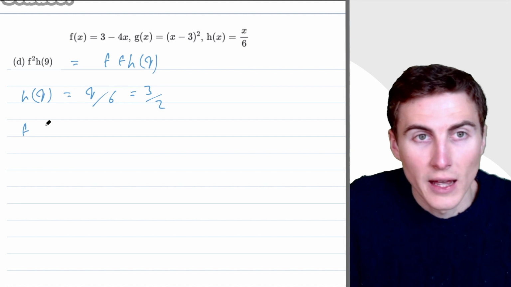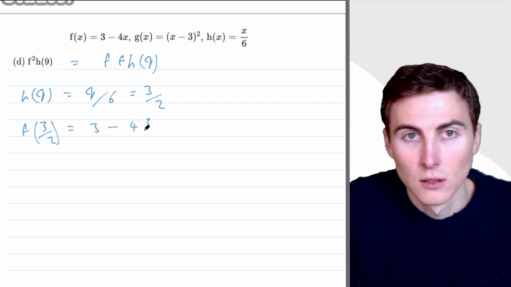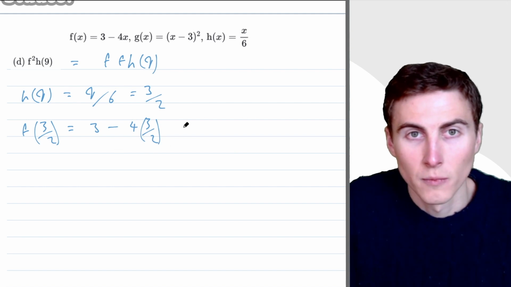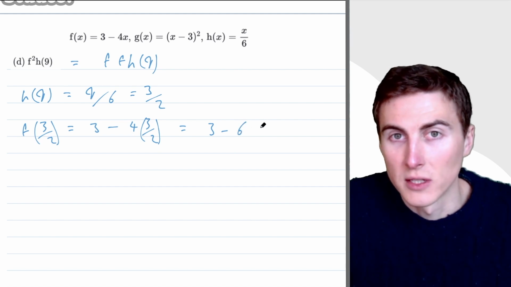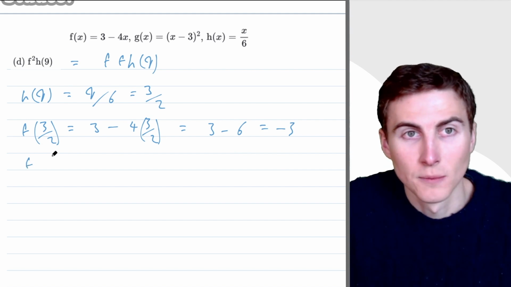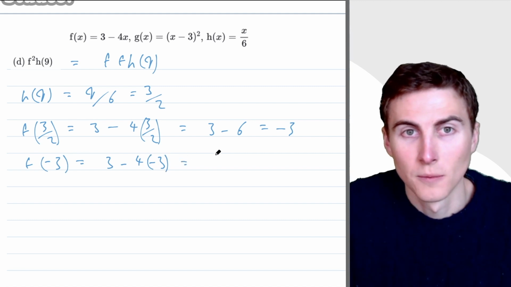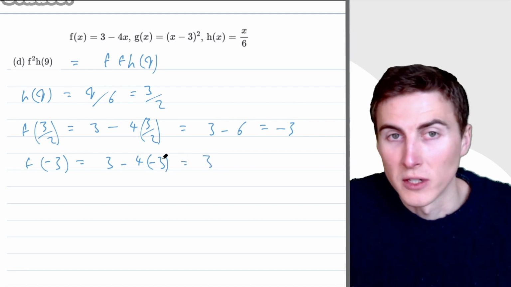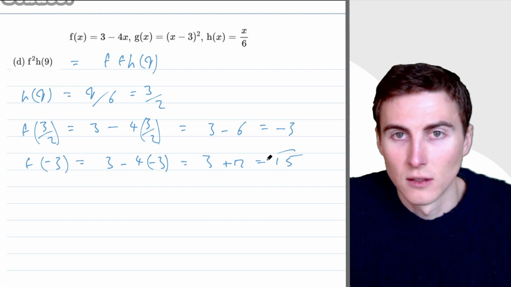Then we can find f of 3 over 2, which means that we have 3 minus 4 sets of 3 over 2, which means 3 minus 4 times 3 is 12, 12 over 2 is 6, so 3 minus 6, which is -3. And then we do this second f, which means f of -3, and that gives us 3 minus 4 sets of -3, which is 3. And then 4 times -3 is -12, but you're taking away negatives, so it's plus, so 3 add 12 is 15. And that's it.